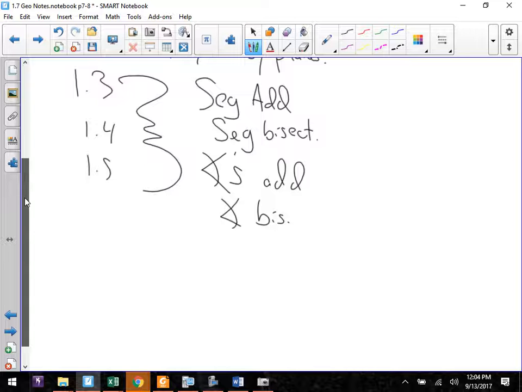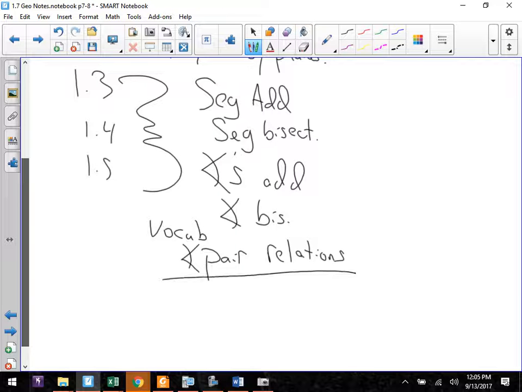So you had angle bisectors. And then it also got into the vocab part of angle pair relations. And what I mean by angle pair relations, it's when we had complementary, supplementary, linear pairs, and vertical angles. Those were the four types of angle pair relationships that we talked about. And knowing which one you had was knowing how you would set up your problems.